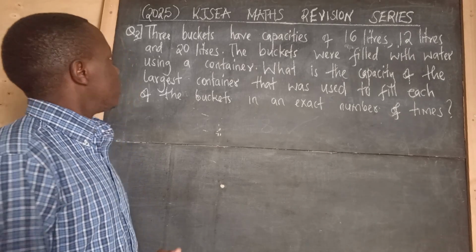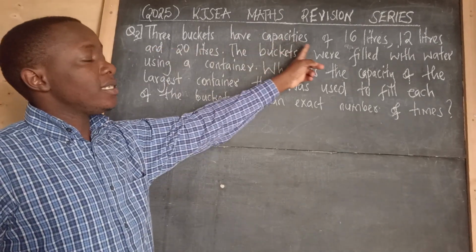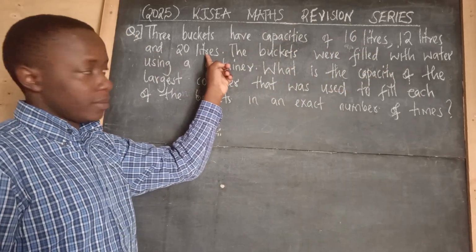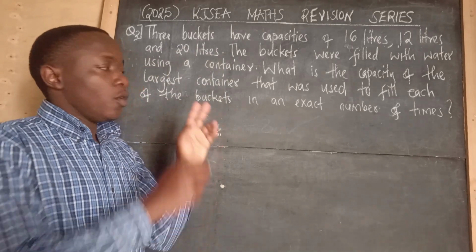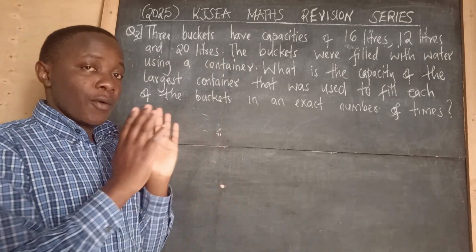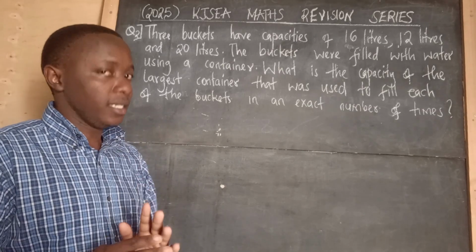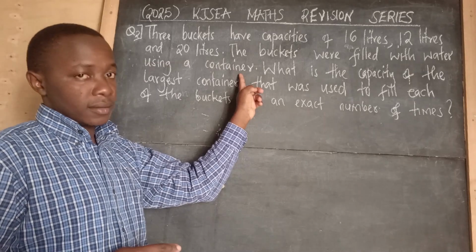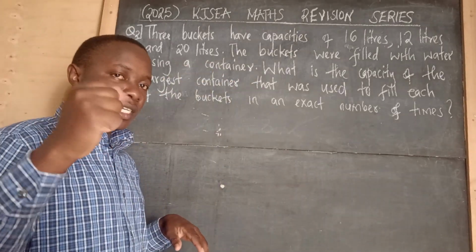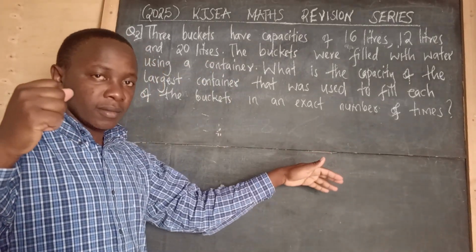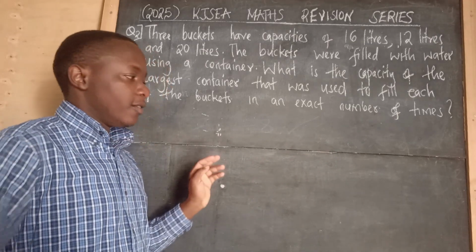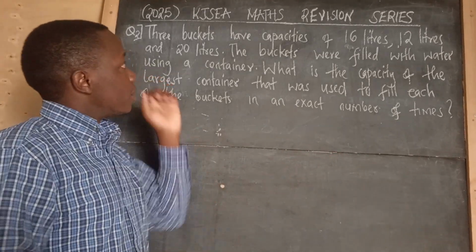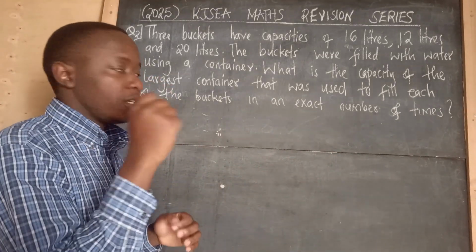Question 2. 3 buckets have capacities of 16 liters, 12 liters, and 20 liters. So you have 3 buckets, one that is 16 liters, another one 12 liters, and another one 20 liters. The buckets were filled with water using a container. Now, we have a container and we have 3 buckets that are empty. We have water. We are filling these 3 buckets using one single container.